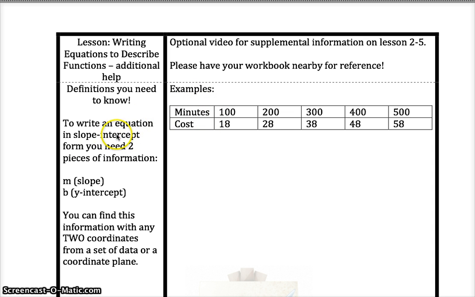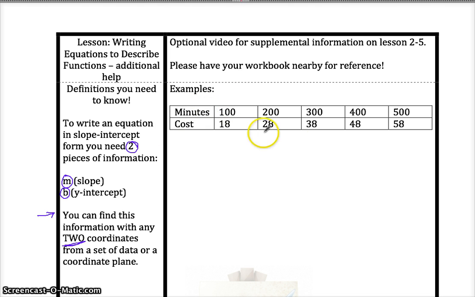To write an equation in slope-intercept form, you need two pieces of information. You have to have the slope and you have to have the y-intercept. Slope we represent with m and the y-intercept we represent with b. And the cool thing is you can find this information with any two coordinates from a set of data or a coordinate plane. So that's all you need to know before we jump in.